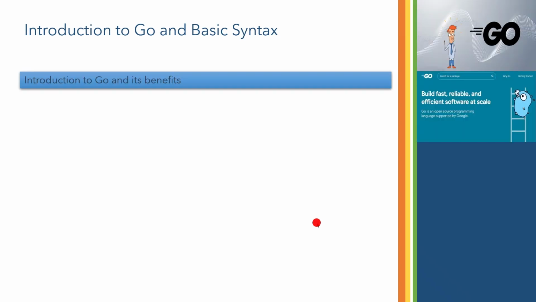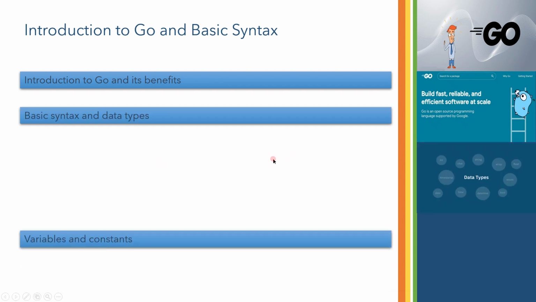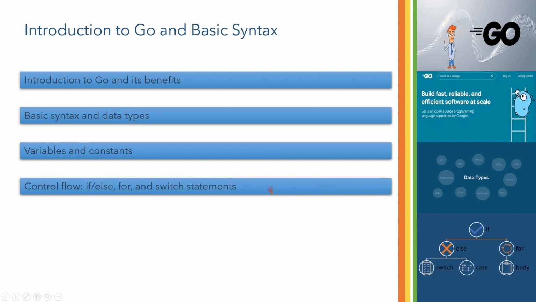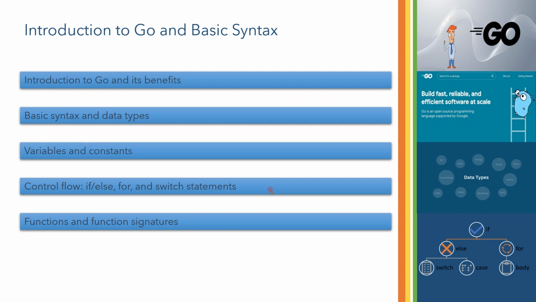So in this chapter, we'll cover an introduction to Go and its benefits, basic syntax and data types, variables and constants, control flow like if else, for and switch statements. Also we'll cover functions and function signatures.